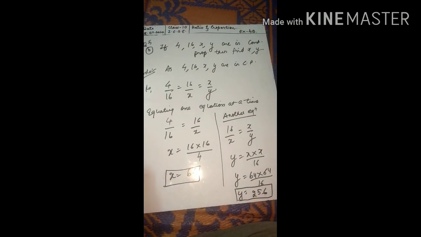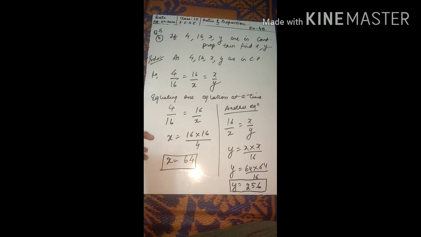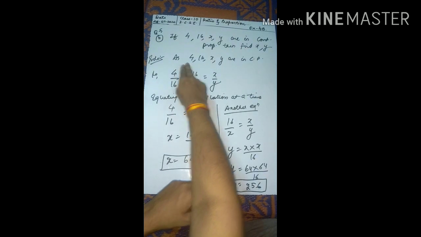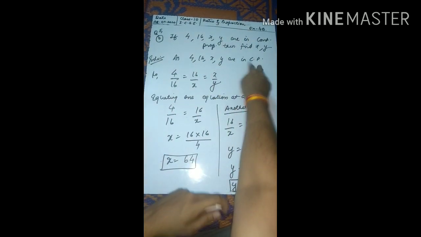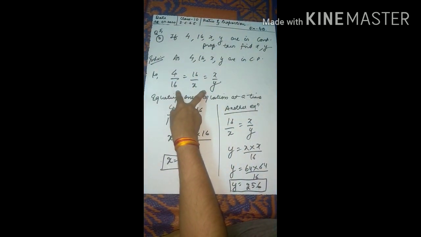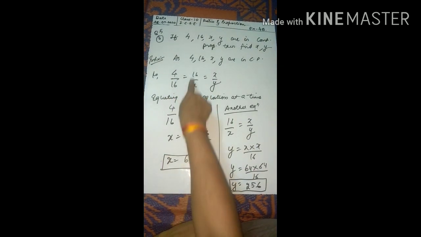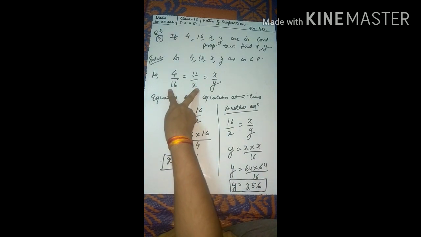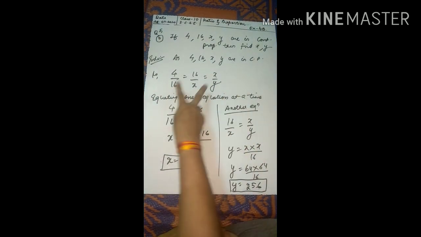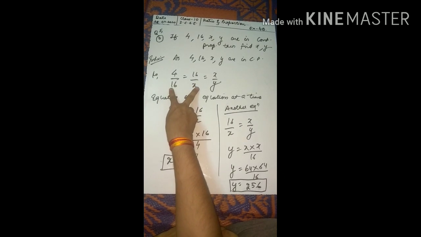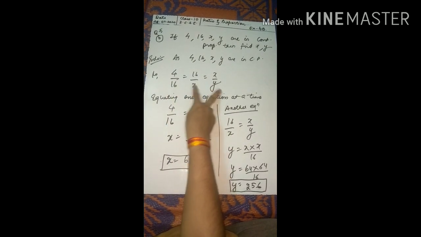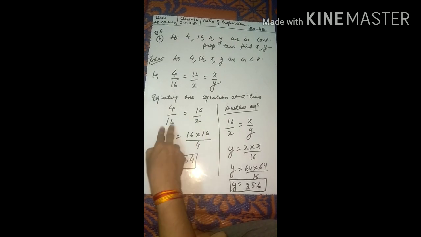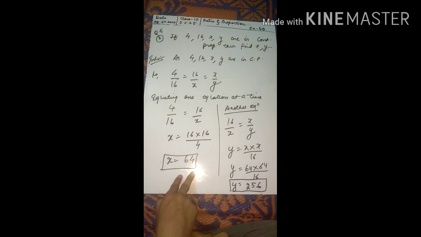Okay, let us come to question 5B. If 4, 16, x, y are in continued proportion, then find the value of x. As all the 4 quantities are in continued proportion, we know by the definition of continued proportion that 4 upon 16 will be equal to 16 upon x will be equal to x upon y. Now we need to take one equation at a time. First we'll take these two, and then we'll take these two to find the values of x. How? Take x here and take 4 down. 16 into 16 upon 4, you get 64 as the answer.